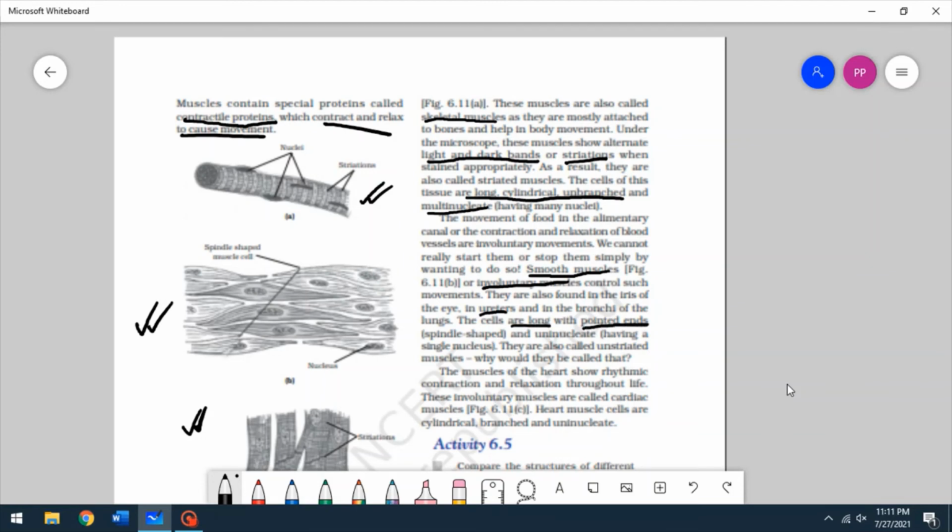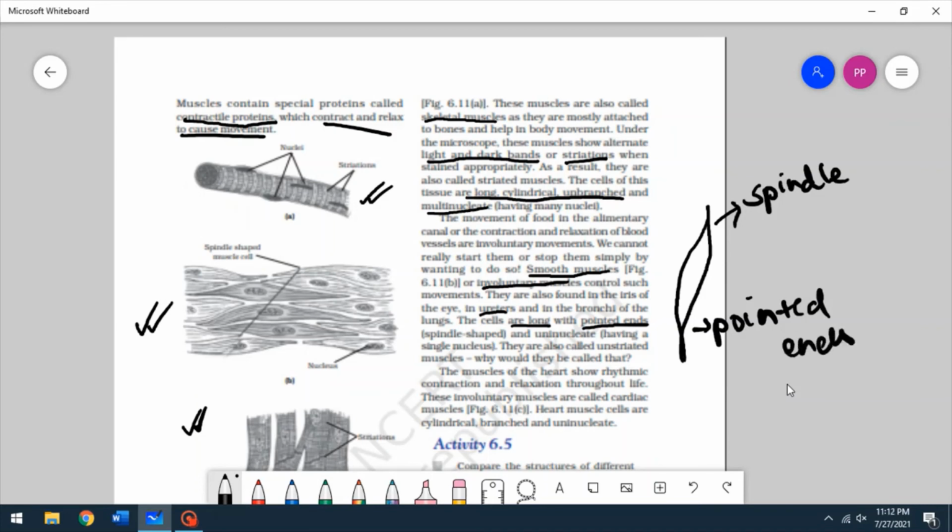They're spindle shaped. So this is how they are, right? So they have a spindle shape, and they're long with pointed ends. They're uninuclear. They only have one nucleus. It doesn't necessarily have to be in the center, but I just like drawing the nucleus in the center.